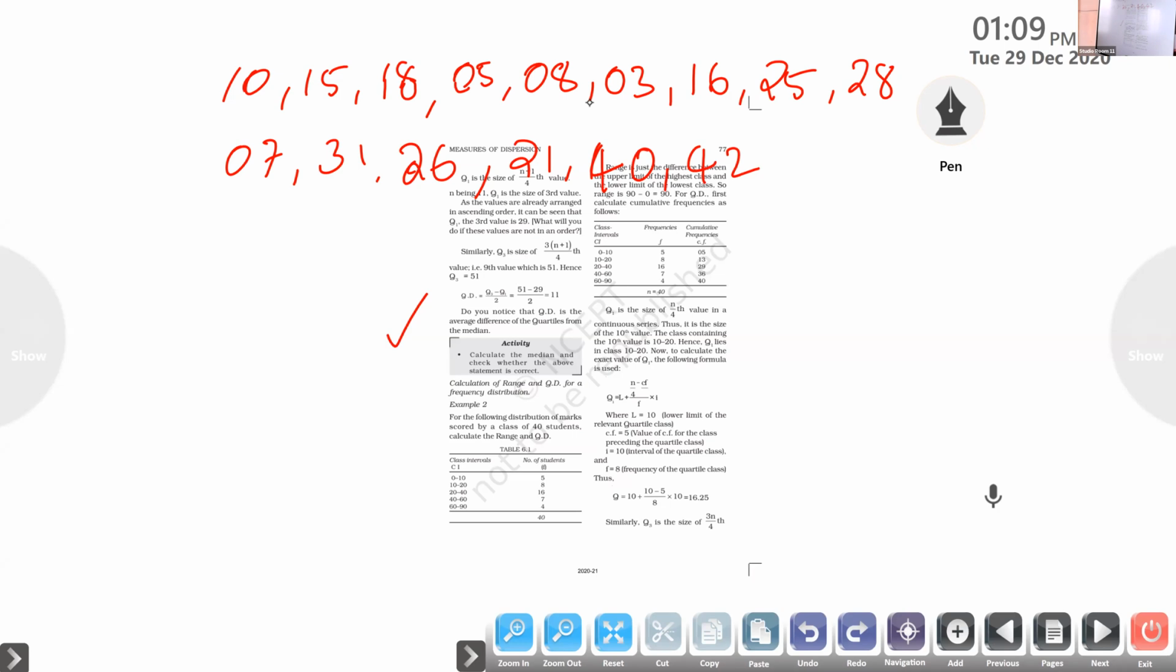So the first step, what do you do? We want to rewrite this in ascending order. What is the smallest number here? The smallest one is 3. So start from that: 3, next 5, next 8, next 10, next 15. Sorry, one more number is missing here. 7 is here.